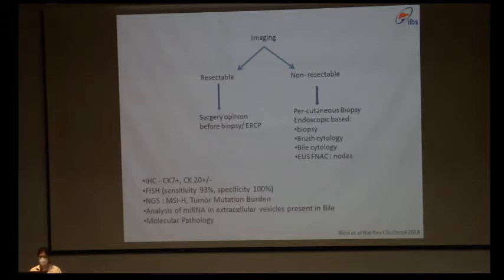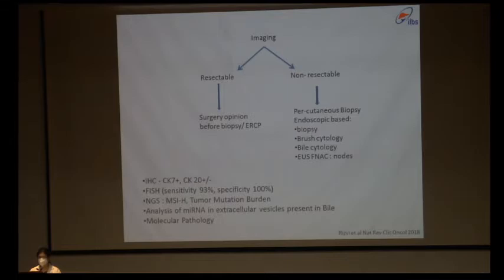Once the imaging has been done, if the disease is resectable, then a surgical opinion should be taken before biopsy or ERCP. If it is non-resectable, then histopathology is required. It can be taken either by percutaneous route or endoscopic guided: endoscopic guided biopsy, bile cytology, or EUS guided FNAC from the lymph nodes. FISH is another test with a sensitivity of 93% and a specificity of 100% for the diagnosis of cholangiocarcinoma.